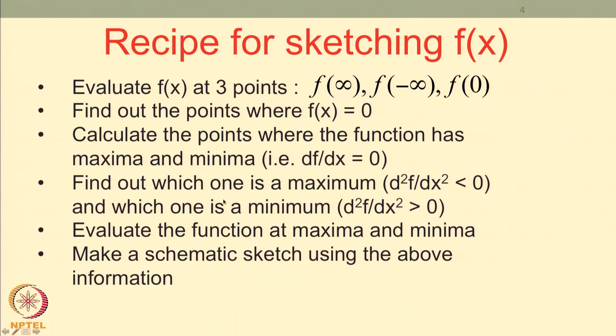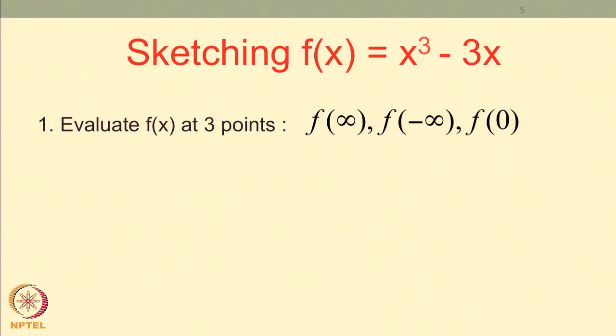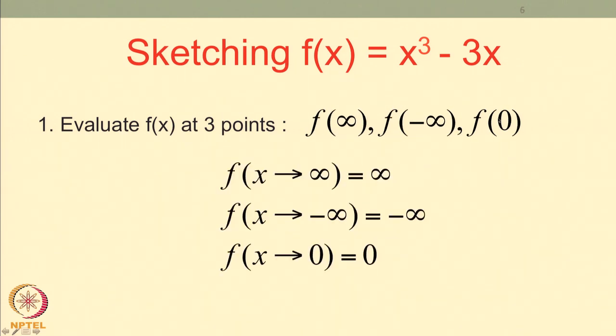So, let us do this step by step. First, we have to evaluate the function at 3 points, infinity, minus infinity and 0. And as we saw, this is x cube by 3. So, we will do a different function here, x cube minus 3x. So, if you take this function x cube minus 3x, when x is going to infinity, this function also goes to infinity. When x is going to minus infinity, this function will go to minus infinity.